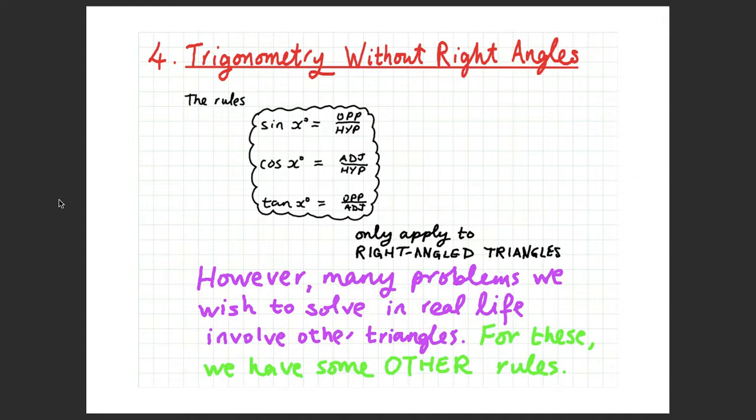So this is a video for my extended curriculum students, trigonometry without right angles. So you've got the three trigonometric ratios you should be familiar with, sine, cos and tan. They apply to right angled triangles. But often in real life you have situations involving other triangles and you need some other rules to solve missing sides or missing angles in those. So jot that down in your notes, pause the screen, and moving on.